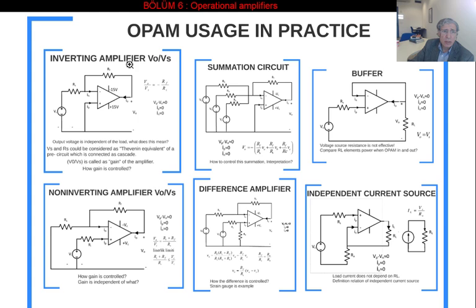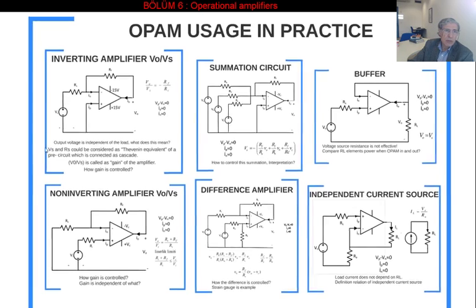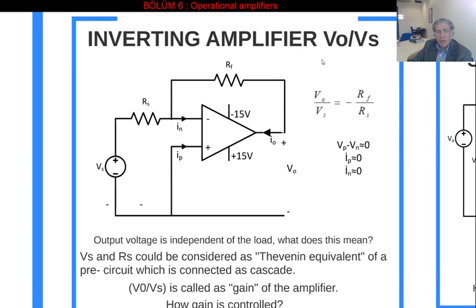Inverting amplifier, non-inverting amplifier, summation circuit, difference amplifier, buffer, and independent current source. So by using just one operational amplifier, we could introduce all these circuits, each of which does a specific job. So let's start from this one, the inverting amplifier.